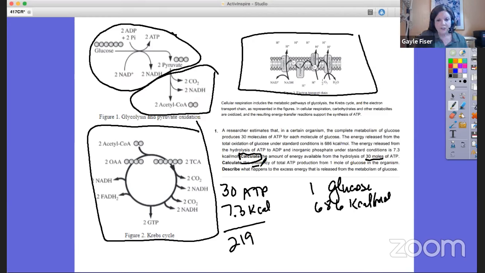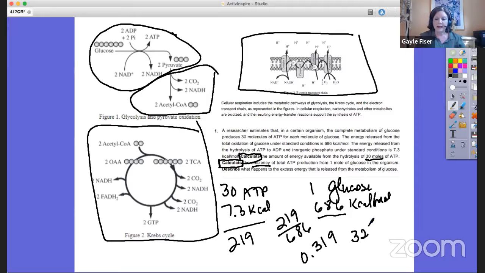Now calculate the efficiency. This is where the tricky part comes in, because sometimes kids don't know what that means for them to do. The efficiency means if we had 686 available and we only used 219, that part is the efficient part. So you take the 219 that we were able to use and divide it by 686. My calculator says 0.319. So we will say it has a 32% efficiency.